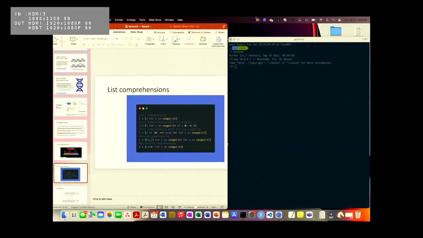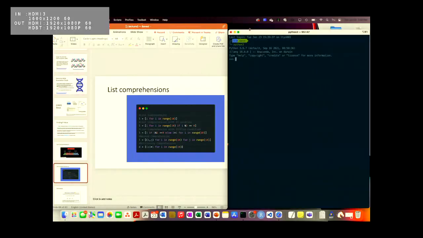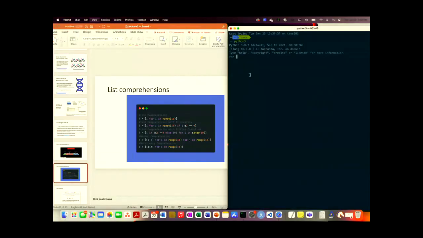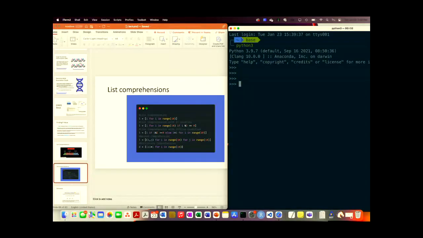So here I've opened just the Python REPL next to our assignment. Let's say our first list that we define here, can everyone see that all right, is L equals I for I in range 10. If we look at what L is, Python is 0 indexed, so it's every number between 0 and 9.